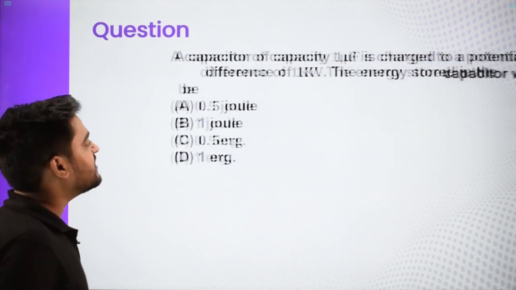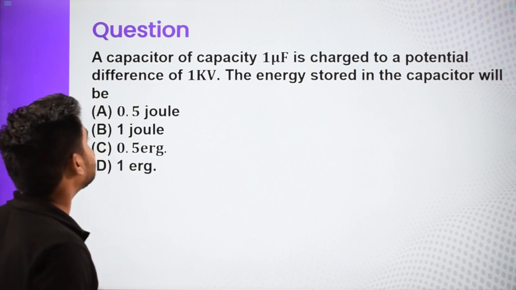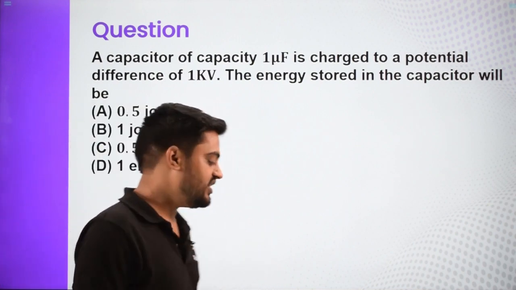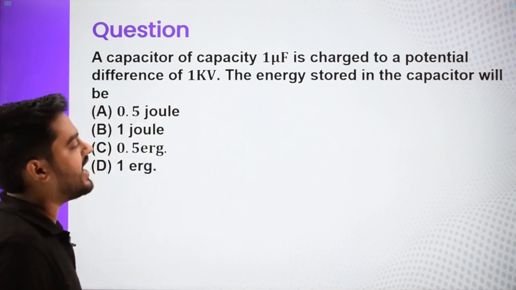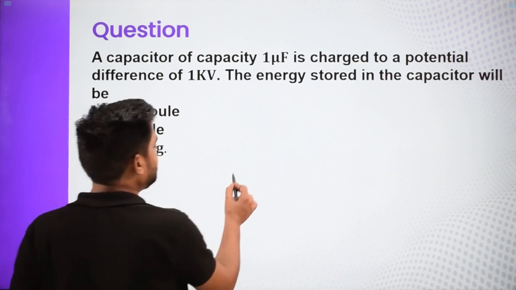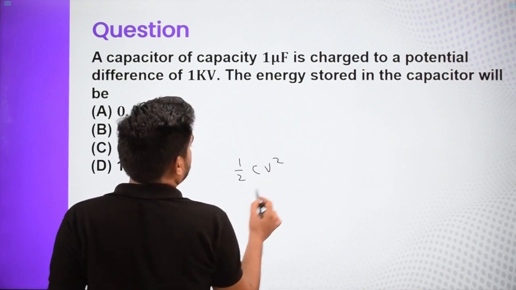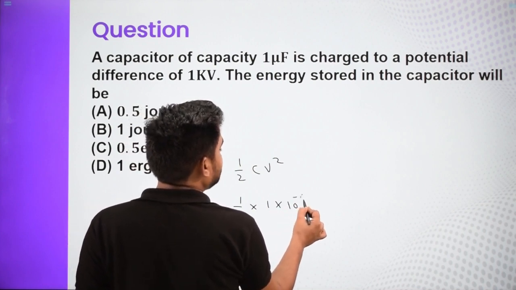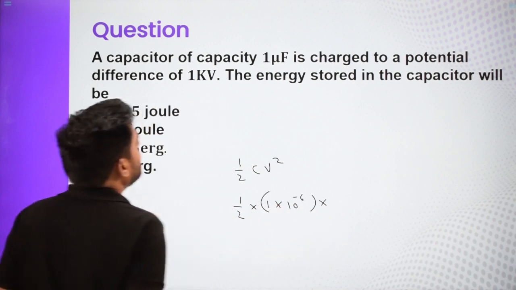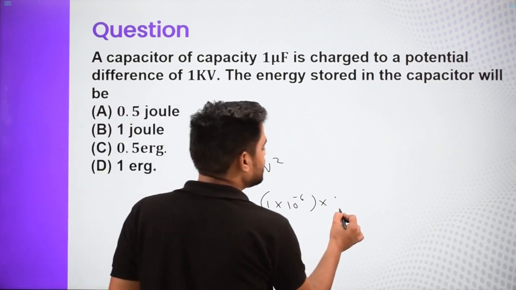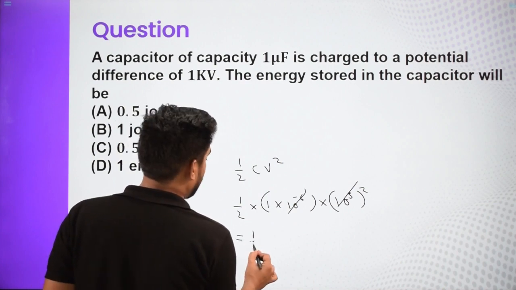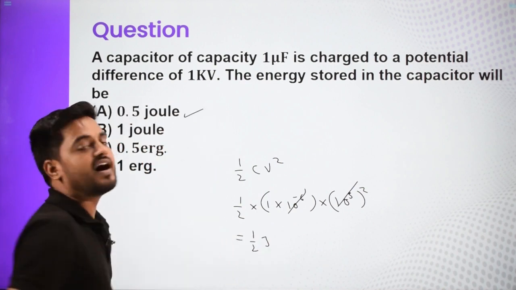Now let us do a question and apply the things which we just learned. This is a different question. It is asking: a capacitor of capacitance 1 microfarad is charged to a potential difference of 1 kilovolt. For the energy stored in the capacitor, we can simply apply half CV squared. So half, the capacitance is 1 microfarad, so 1 into 10 raised to power minus 6, into V squared. The potential difference is 1 kilovolt, so 10 raised to power 3, and the square of that. So this is 6, this is 6. The answer is simply half a joule, that is 0.5 joule.